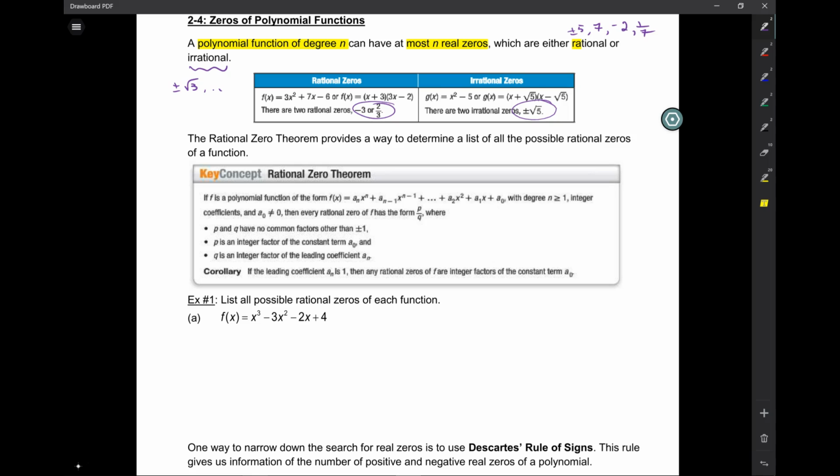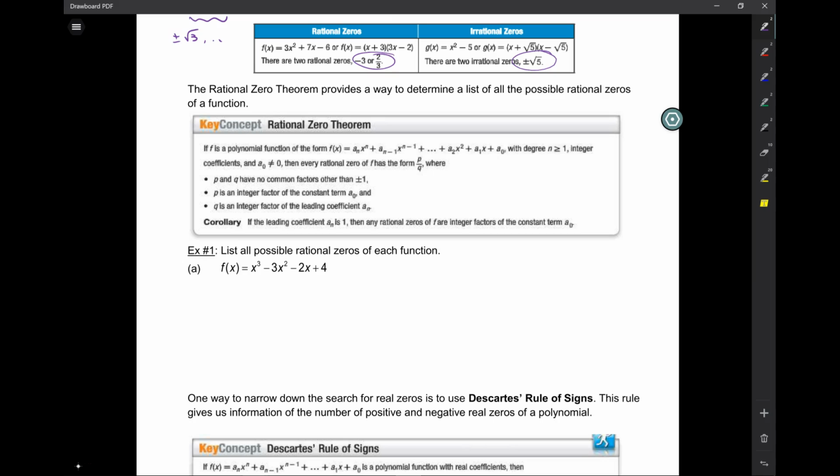The rational zero theorem gives us a way to narrow down that list from the infinitely many numbers to like 6 or 8 or 12 possibilities. Okay? You've seen this before. So basically, if you have your polynomial, then this first coefficient and the last constant are used to find a list of possible real zeros.